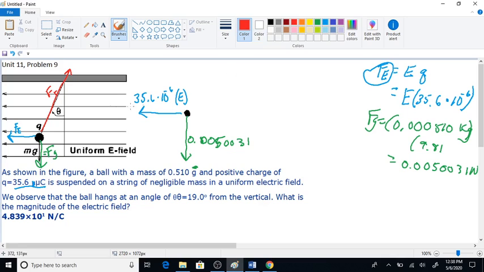Now we have this force right here, but I'm going to redraw this. Let's do it over here. This is FTY. This is FTX. So now let's split this. How do you split this? We know this angle. That's 19 degrees for me.